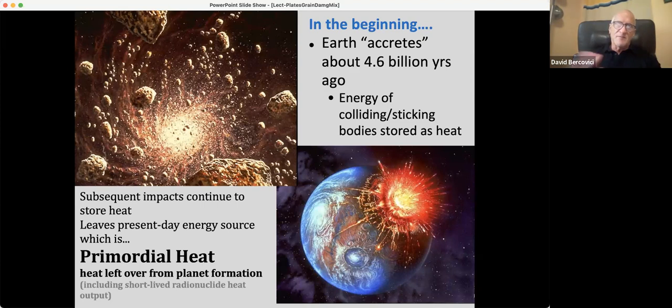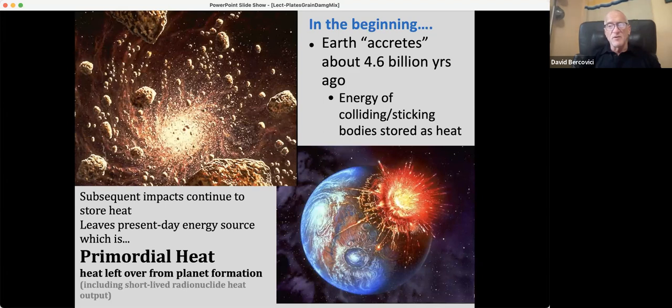All types of research go into solar system formation and planet formation, but as far as mantle convection is concerned, one of the important components is that the energy source that drives convection is probably still what's left over from the formation of the planet. When the planet accreted, the collision of bodies converted all this kinetic energy to thermal energy, and it's still stored as primordial heat.